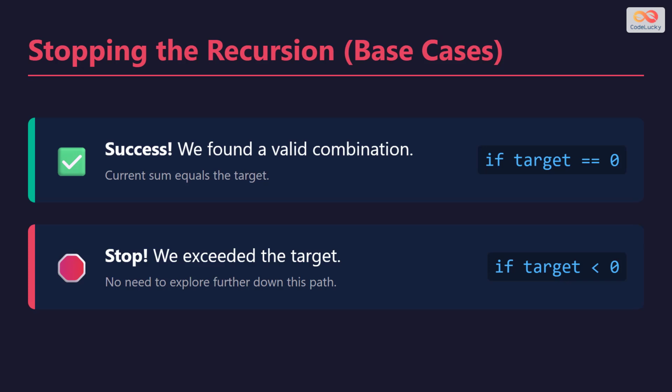In any recursive algorithm, we need to know when to stop. We have two main base cases. First, if our remaining target becomes 0, we have found a valid combination. We add it to our results and return. Second, if our target becomes less than 0, it means we have exceeded the sum. This is an invalid path, so we stop and return immediately.